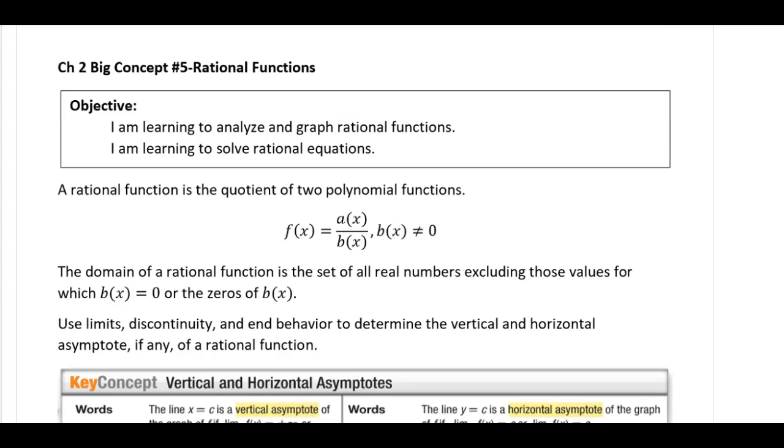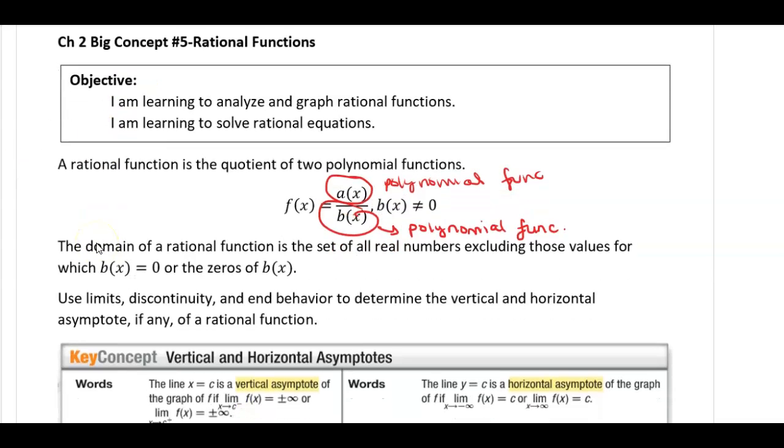A rational function is the quotient of two polynomial functions, where a of x is a polynomial function, and so is b of x. So it's two polynomial functions, one on top of another. Now, b of x cannot equal 0, once again, because if it did, we would have an undefined function.